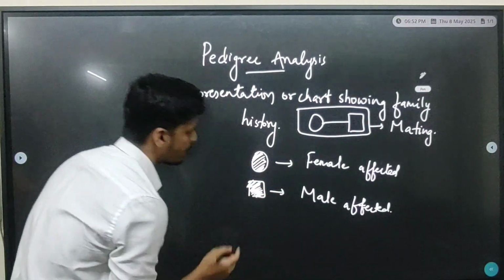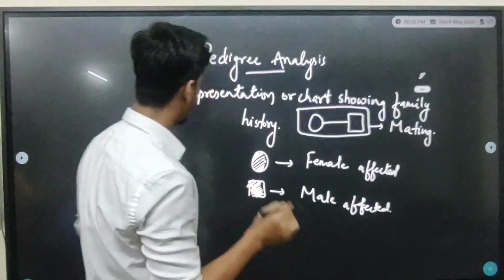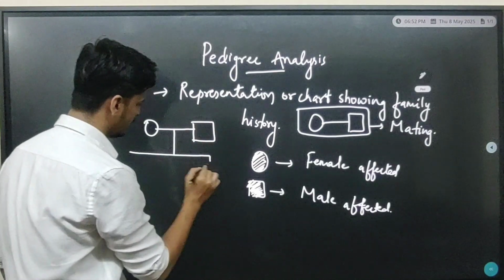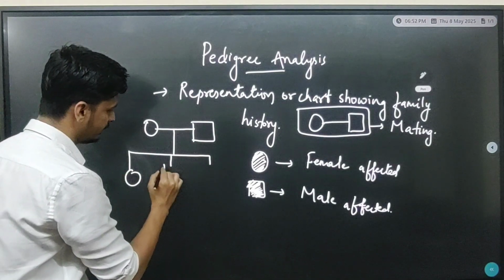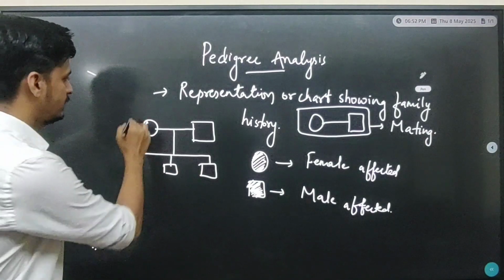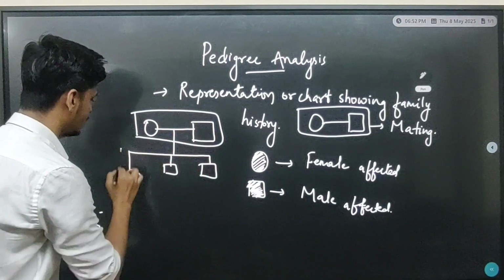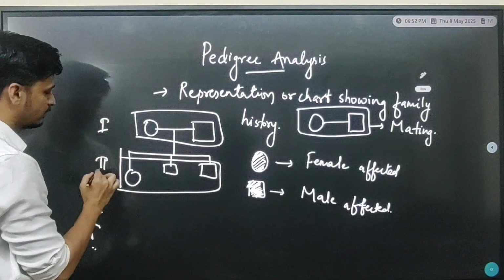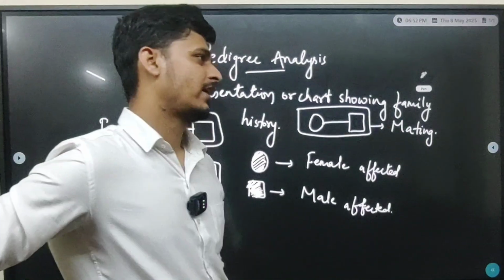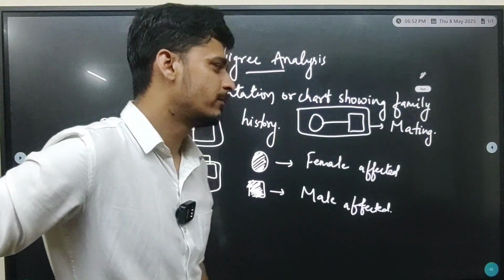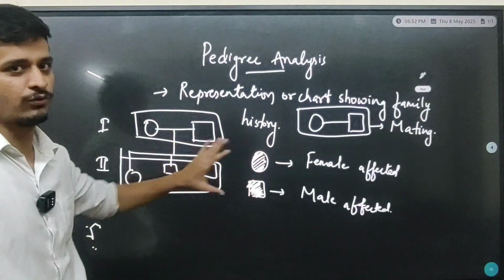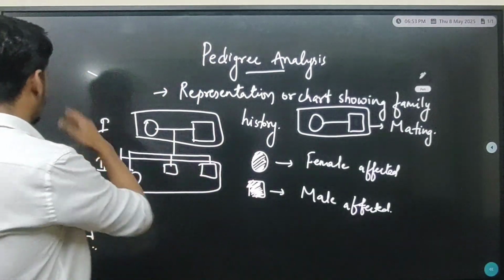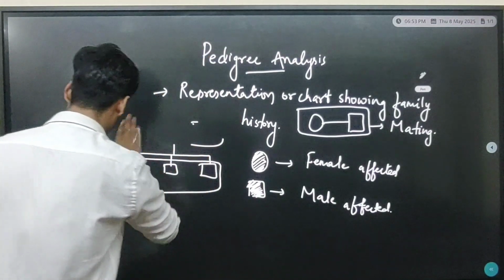Next, if in a pedigree this chart is given, this is mating, and this mating results in production of 3 individuals. So this is generation 1 and this is generation 2. To solve any pedigree chart, you have to remember only these 3 or 4 things. I am giving you one example of a pedigree and I will show you how to analyze and solve the pedigree.